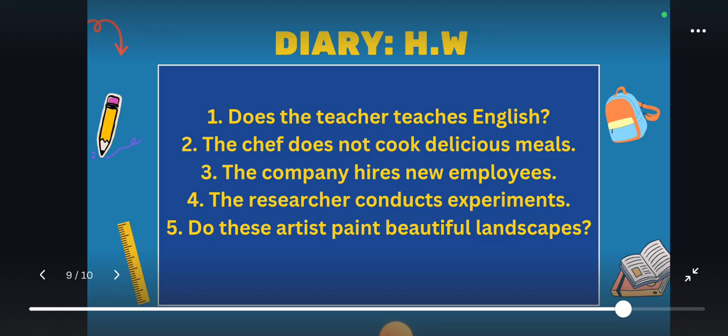So today I will give you the diary work as well. For homework diary, I will give you these 5 statements and you will convert them into passive voice. The first one is, does the teacher teach? Okay, over here teach s, kindly cut down s here as it is an interrogative sentence. So you will write, does the teacher teach English?